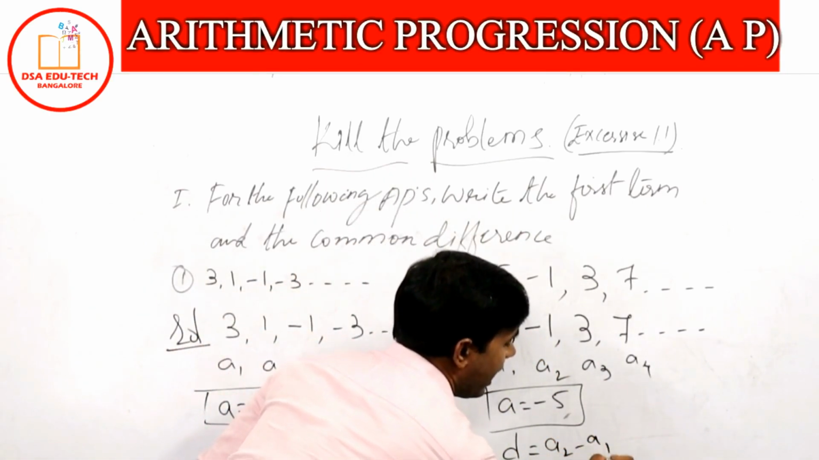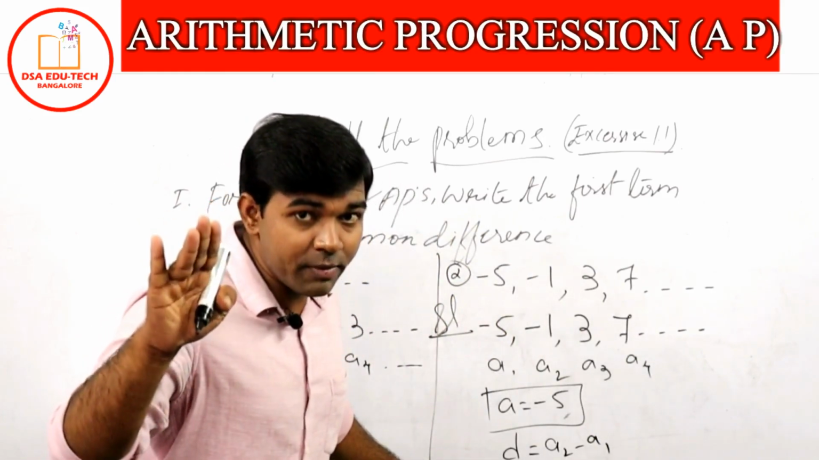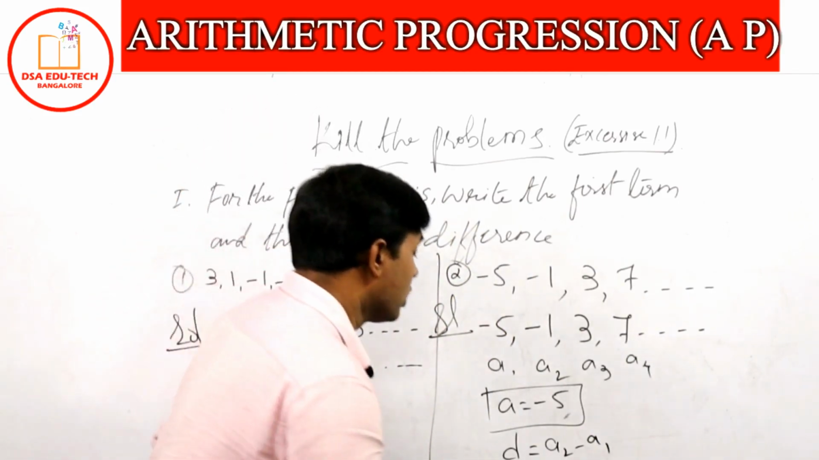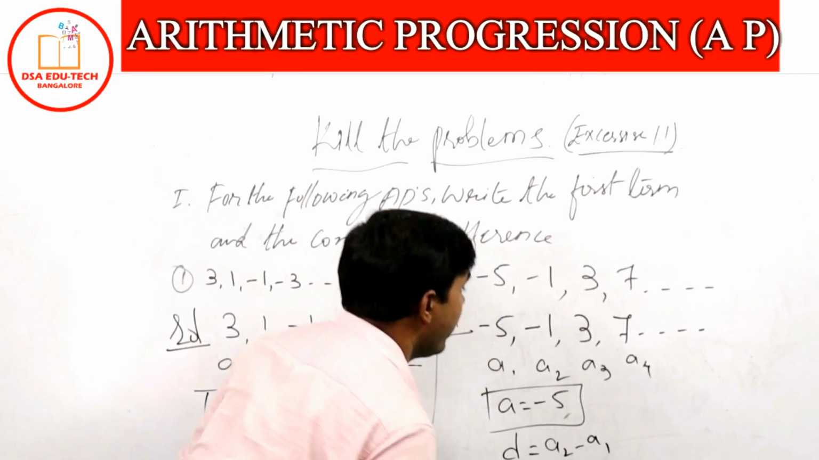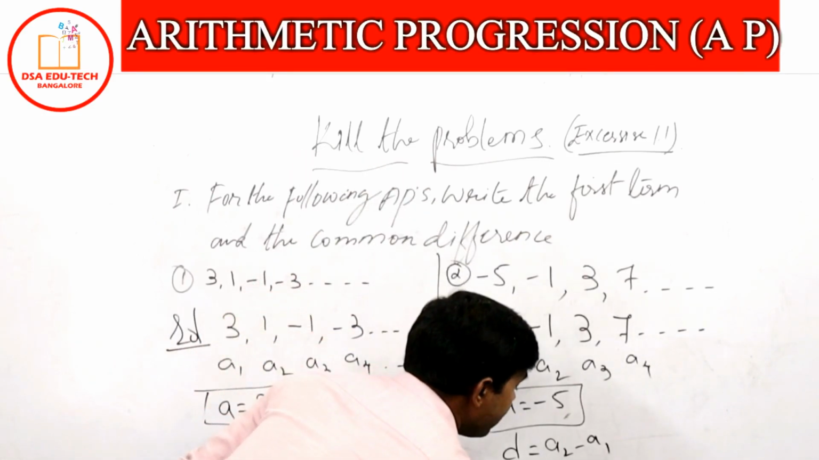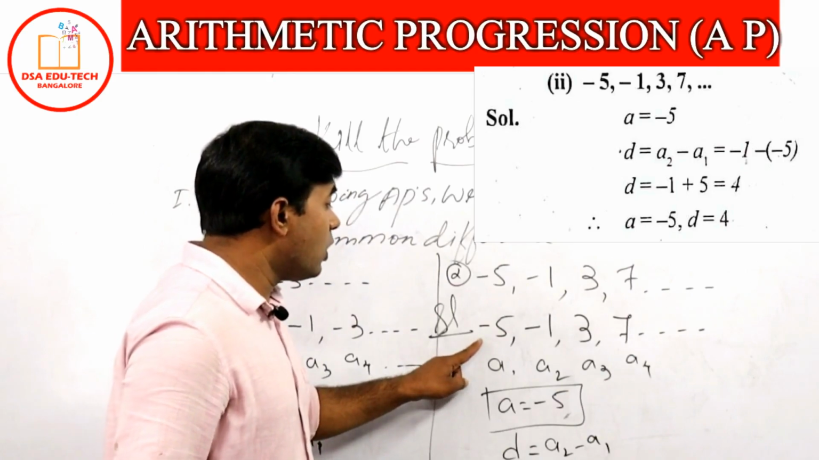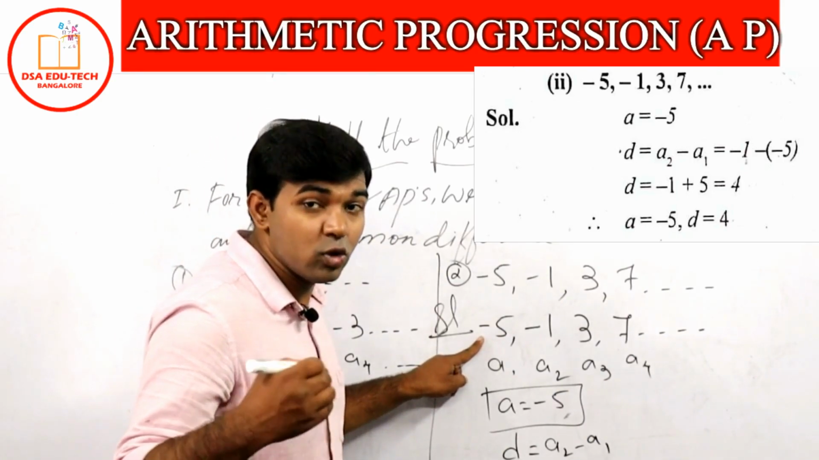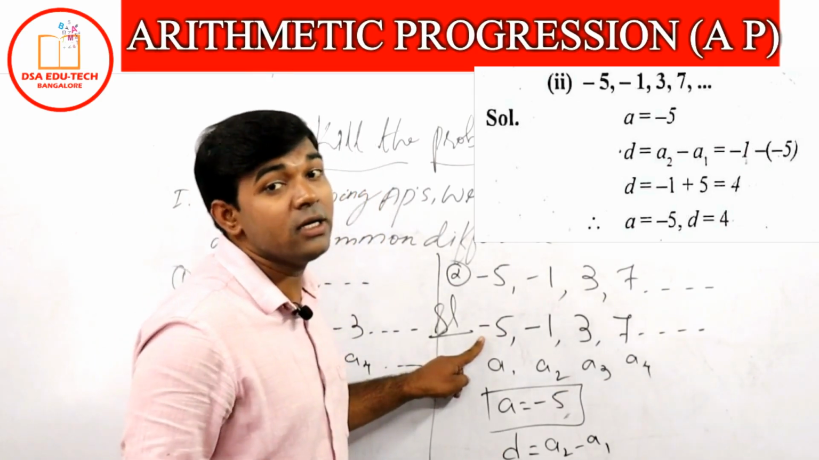so let me write A2 minus A1. Is everyone understanding, children? You are getting it? Right. So let me write D equals A2, which is how much over here? Minus 1. Okay, and then over here we are having the A value. The first term is also a minus number.